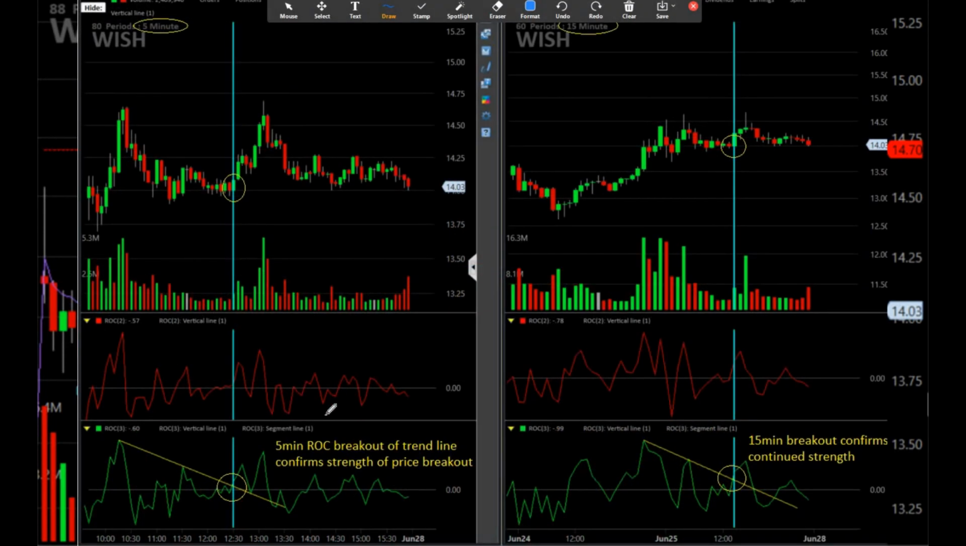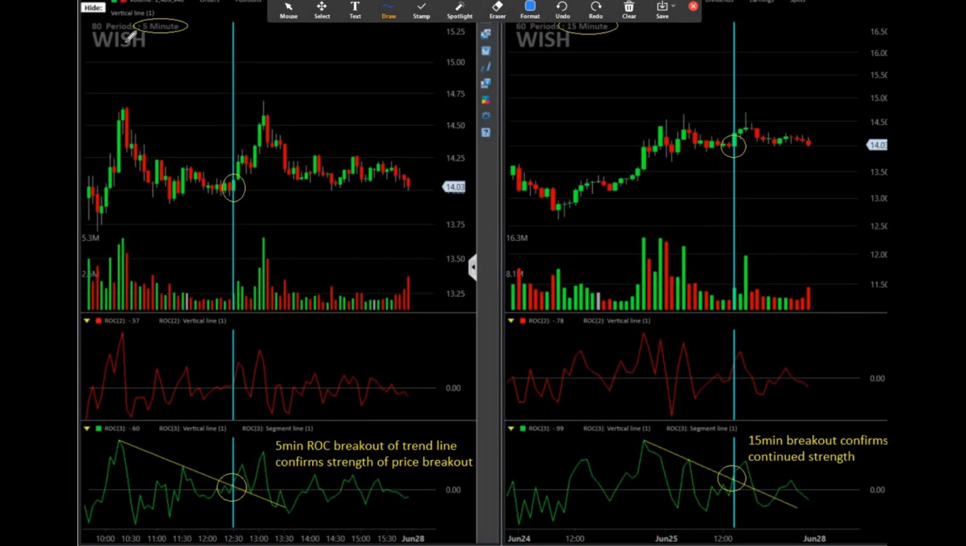Okay, hey everyone. So now I'm showing you the rate of change chart, 5-minute and 15-minute, which helped us confirm the breakout on the price chart that we just saw earlier. How we use rate of change is by looking for the higher highs on the ROC 2 and then correlating that with the ROC 3 by drawing a trend line. You can see we have a yellow trend line coming down, and then we have the green line break above the trend line, which is basically a buy signal.